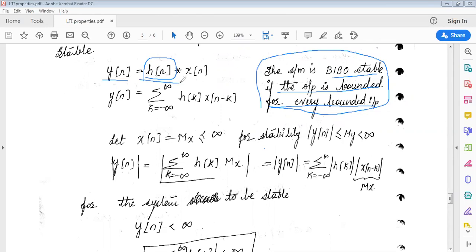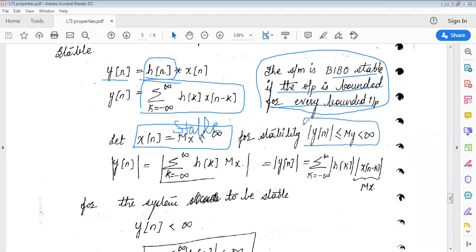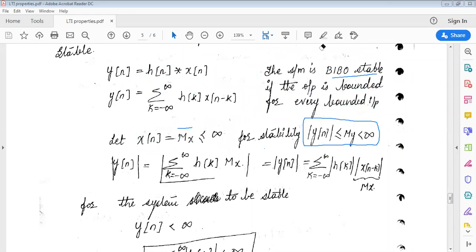I've considered the same expression, that is using the commutative property, y of n is equal to h of n convolved with x of n. I've expanded the convolution. Now, I'll assume that our input x of n is taking some value mx which is less than infinity. That means I've taken an input which is bounded. Now I should check whether our output is also bounded. If so, then I should get a value for y of n which is also less than infinity. Yes.